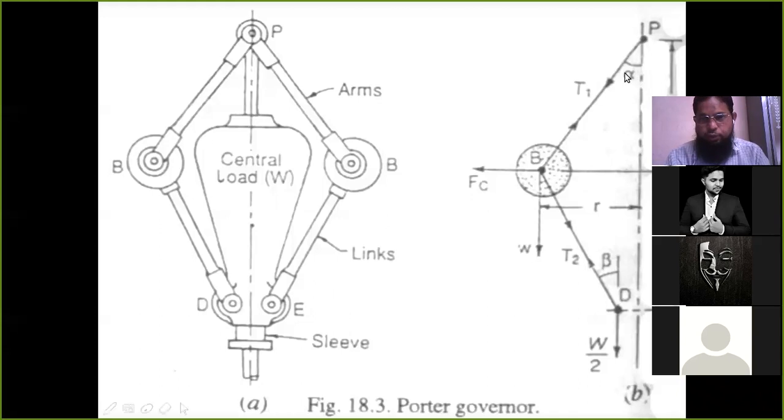Now having understood this diagram, we will do the derivation of Porter governor in the next lecture. Now I will request you to draw the right side diagram, free body diagram, because we are going to start with the derivation in the next lecture. I'll give you 2 minutes. Draw a free hand diagram, a simple diagram of the free body diagram.